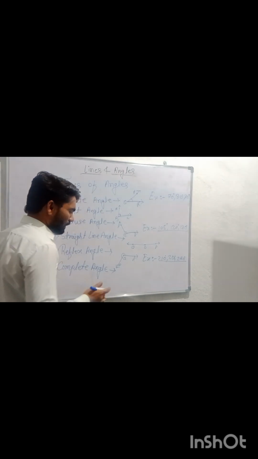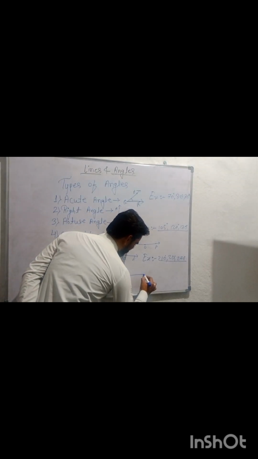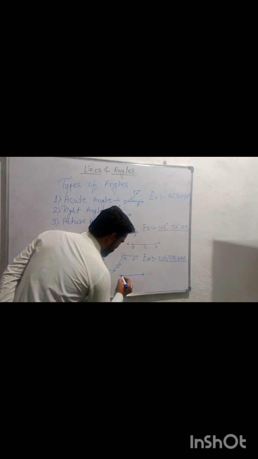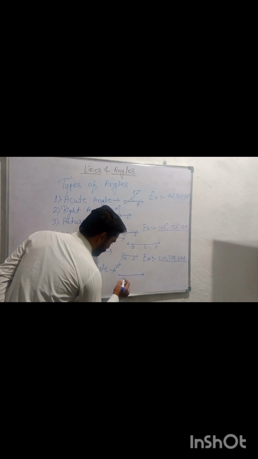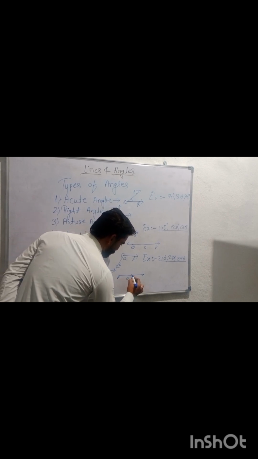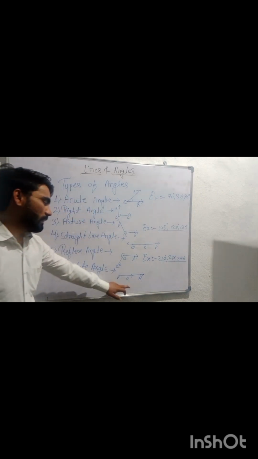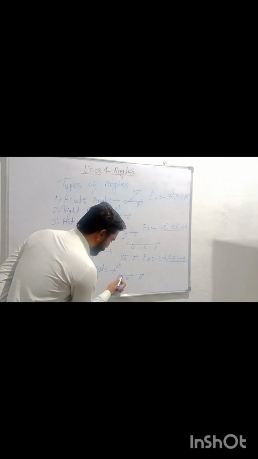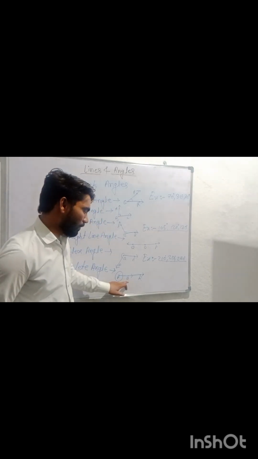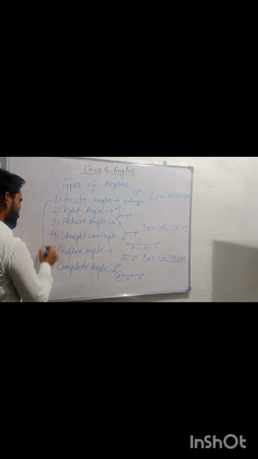Okay, you can see here, this is a complete angle. When we measure it, we get 360 degrees. So we call it a complete angle. Okay, so these are all the types of angles.